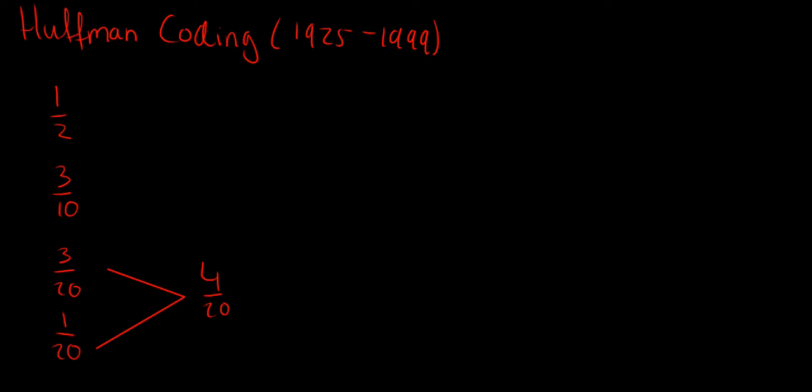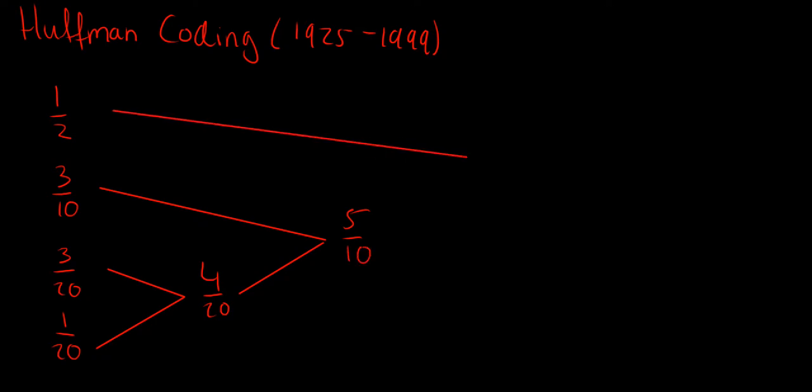Now we do the same thing. However, we are disregarding 3/20 and 1/20. We are only looking at this probability and the remaining ones. The lowest ones are 4/20 and 3/10. So let's combine those two. So we get a nice tree. This value added together will be 5/10, or 1/2. And now we have only two probabilities left, so we can add those together as well, which will result in 1. Great.